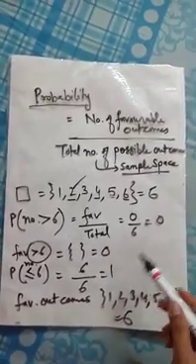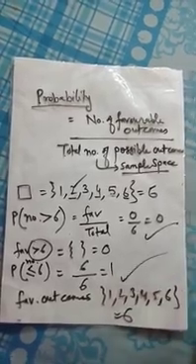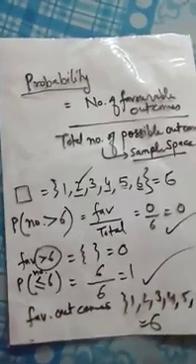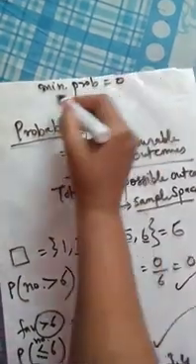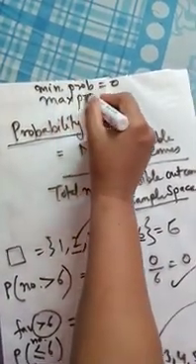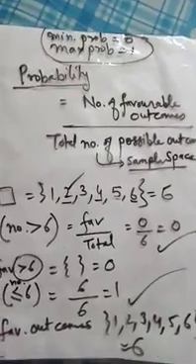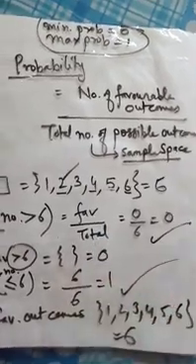And hence I can say that the minimum probability is 0 and maximum probability is 1. Please listen to me carefully. What I am telling you here is minimum probability is equal to 0 and maximum probability is 1. That means the probability of the event always lies in between 0 to 1. It can never be negative. How can I say it can never be negative? Because this is a fraction of favorable outcomes upon total outcomes.